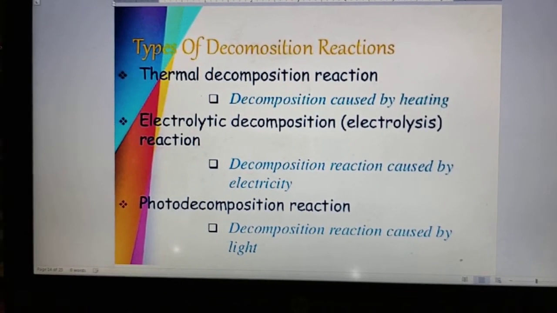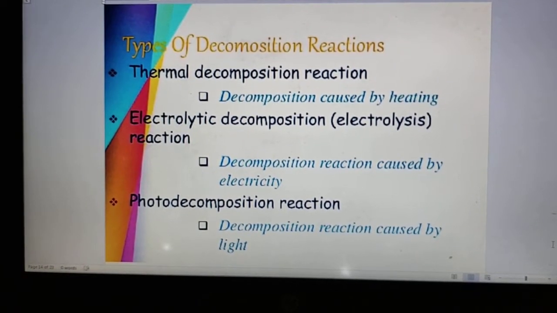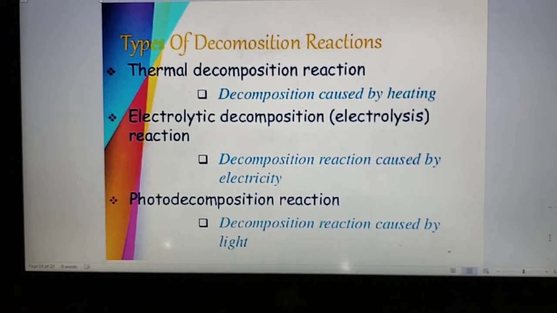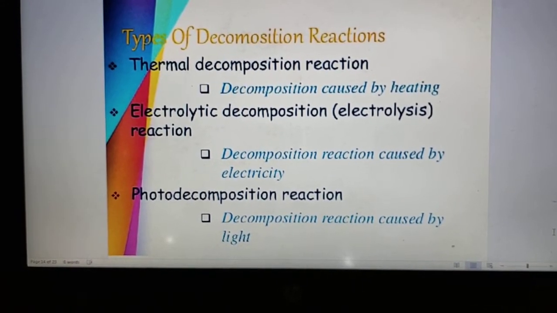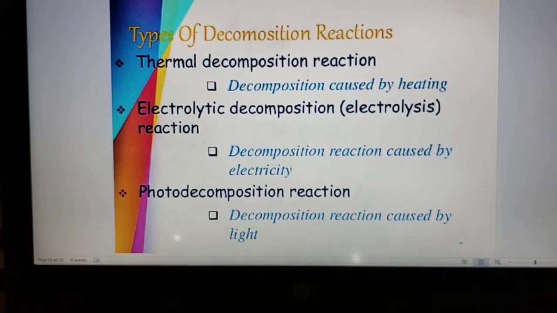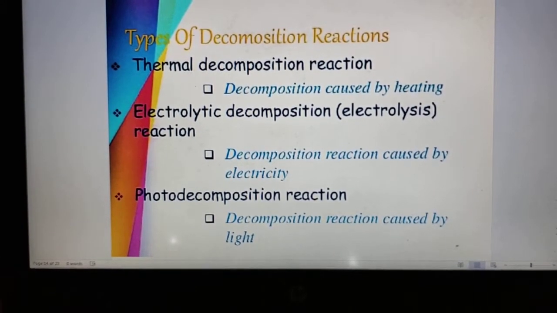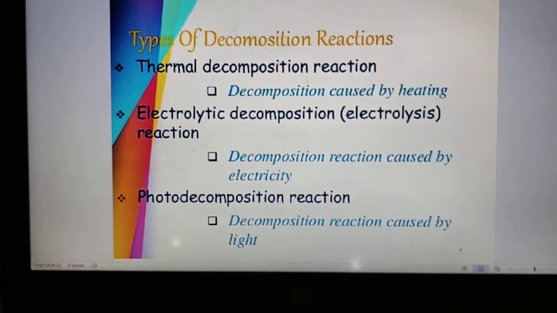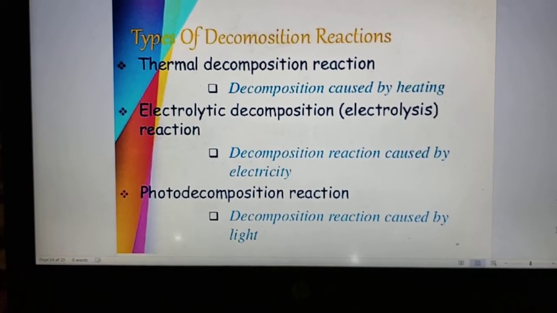Now the next topic is types of decomposition reaction. First one is thermal decomposition reaction, decomposition caused by heating. Thermal decomposition or thermolysis is a chemical decomposition caused by heat. The decomposition temperature of a substance is the temperature at which the substance chemically decomposes. The reaction is usually endothermic as heat is required to break chemical bonds in the compound undergoing decomposition.